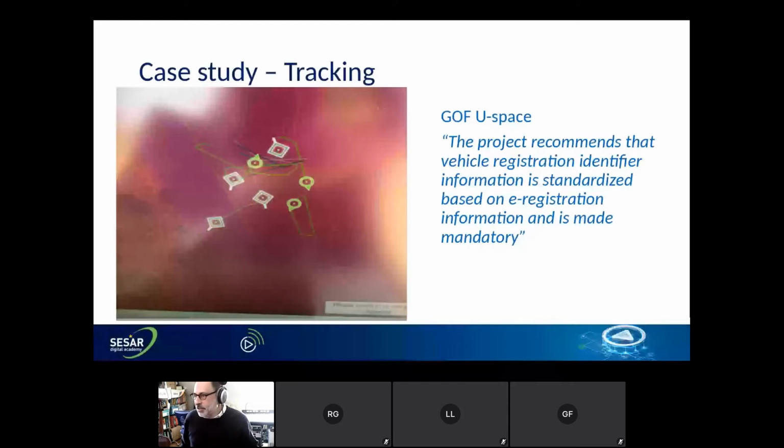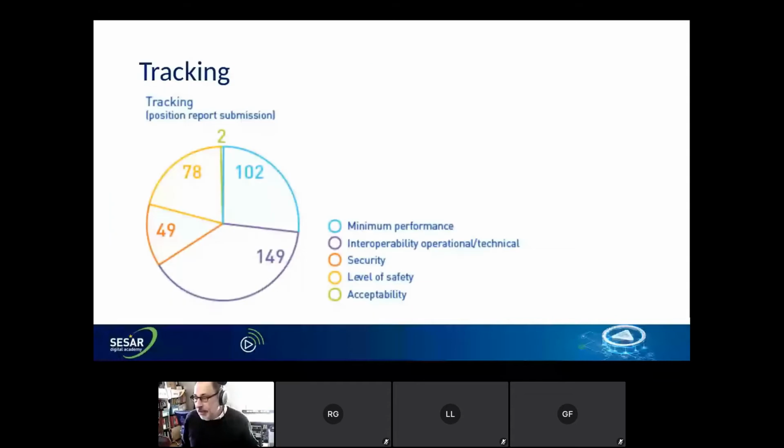So GOF achieved quite some maturity in their interoperation, and they began to look at questions like how these tracks should be labeled, and they wanted a standard labeling system for the dots on the screen. So they proposed that the label should be based on the e-registration information. So again, many requirements produced about tracking related to the implementation details, the minimum operational performance, and the interoperability that's needed.